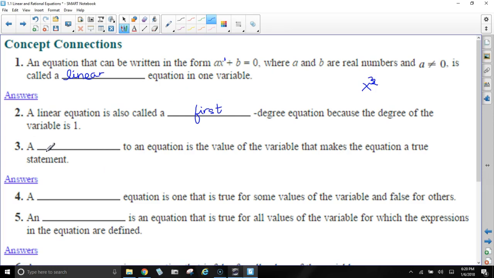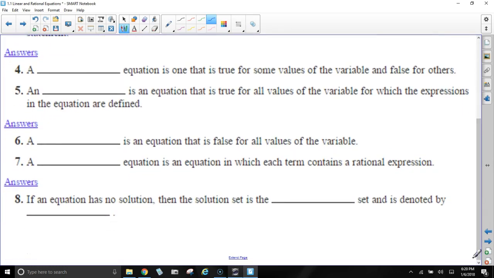Number 3, a blank to an equation is the value of the variable that makes the equation a true statement. Think about what would go in there. The answer here should be solution. A solution to an equation is the value of the variable that makes the equation a true statement.